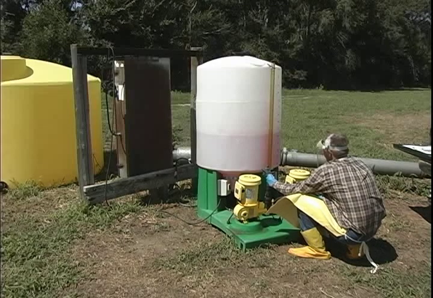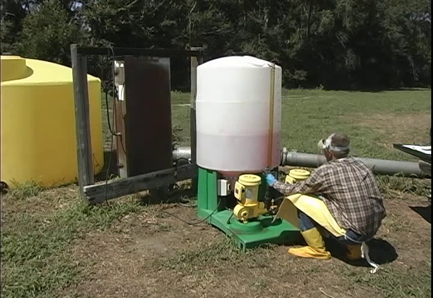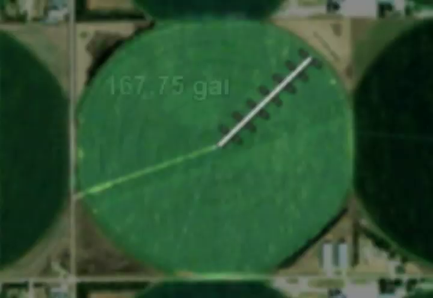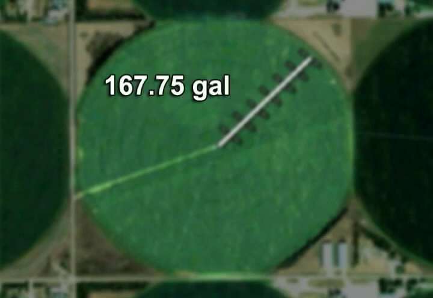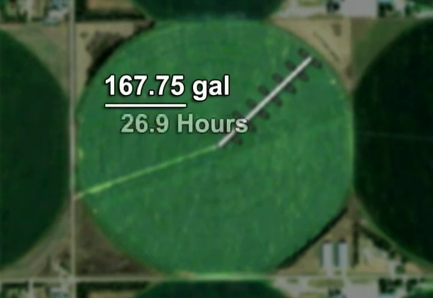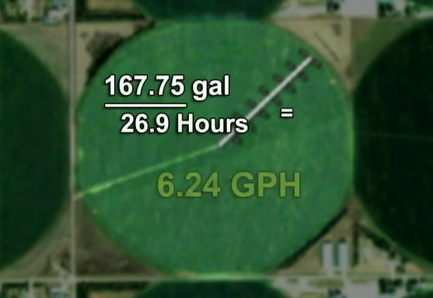The last step is to determine the injection rate for the pesticide. We know that 167.75 gallons of pesticide oil water solution need to be applied. The pivot revolution time will be 26.9 hours. By dividing the amount by the time, we find that 6.24 gallons need to be injected hourly.